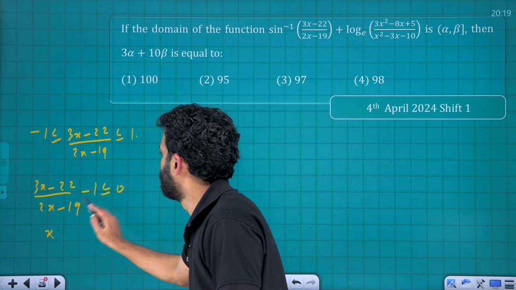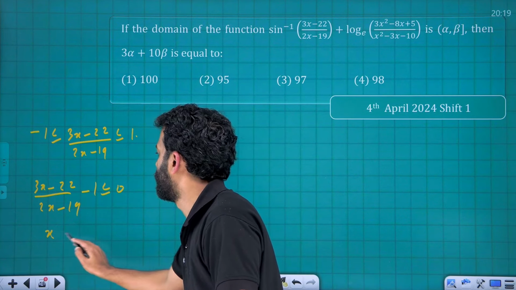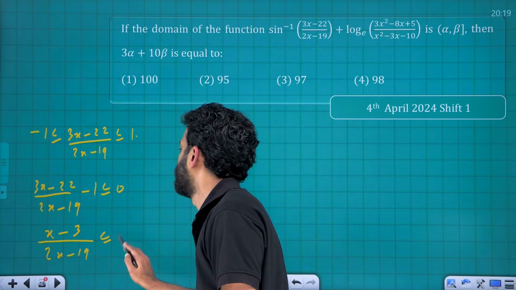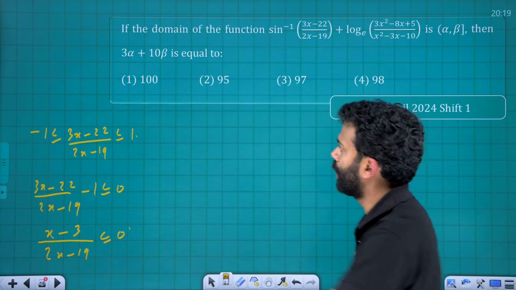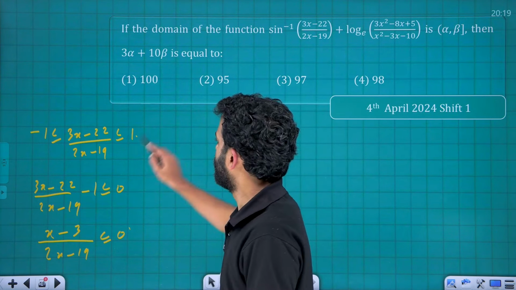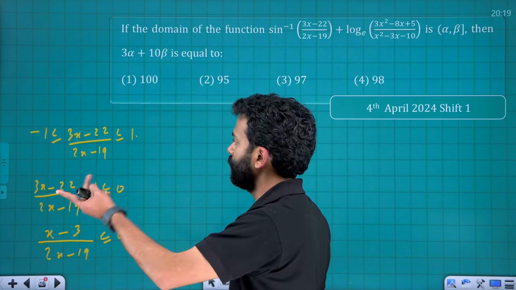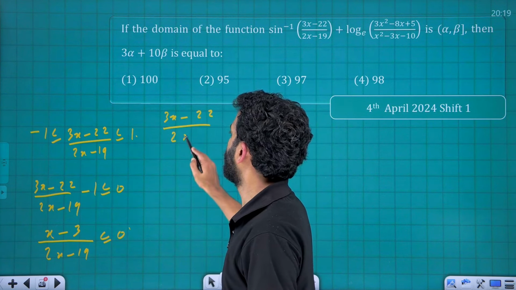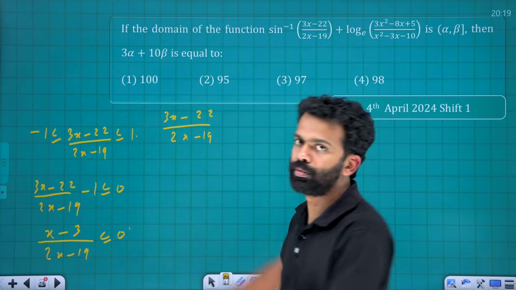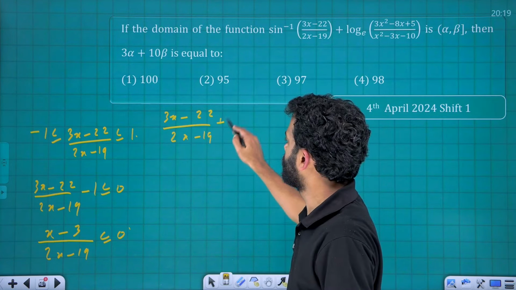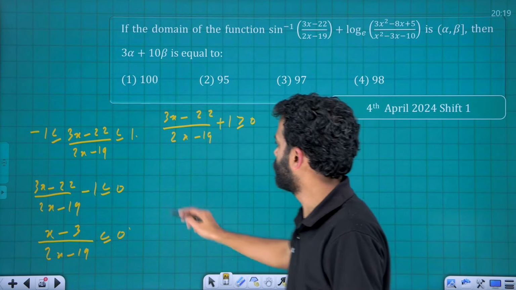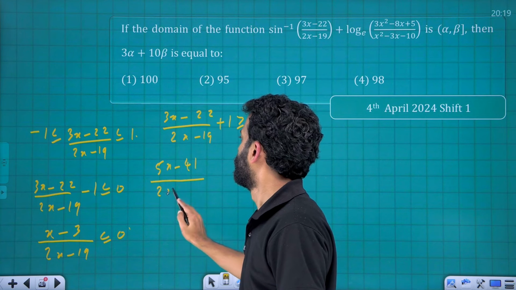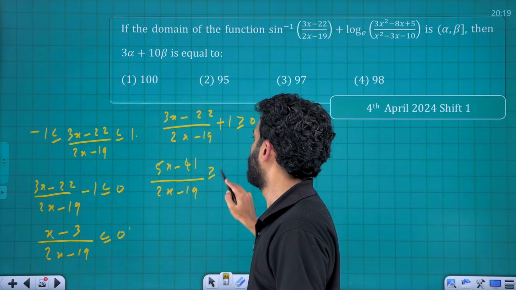x plus 19, minus 22 plus 19 is what? Minus 3 divided by 2x minus 19 is less than or equal to 0. Okay, and the next one, if you interchange it, you will get 3x minus 22 by 2x minus 19 greater than or equal to minus 1. Take 1 here, plus 1 greater than or equal to 0. So this will be 5x minus 41 divided by 2x minus 19 greater than or equal to 0.